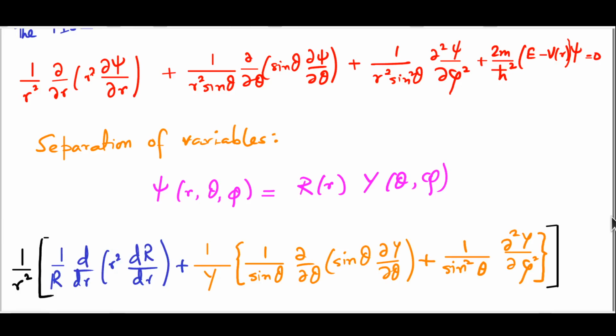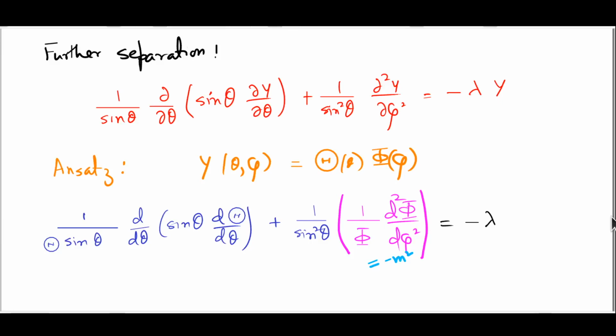In the last lecture, we had written down the Schrodinger equation in 3 dimensions for a particle in a central potential in spherical polar coordinates. We had then introduced the separation of variable ansatz, in which we had written down the wave function as a product of a radial function and an angular function Y of theta and phi.